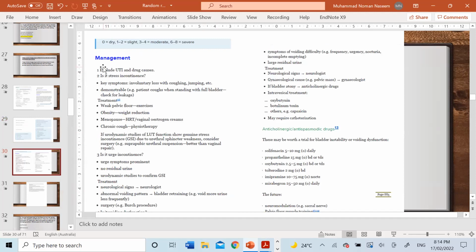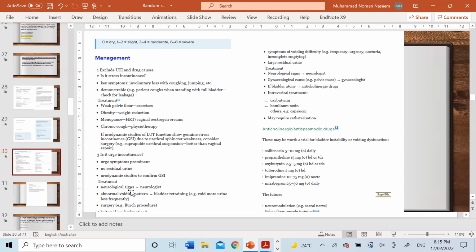So management is that we always exclude the UTI and drug causes. If it is stress incontinence, the patient will lose control of the bladder on coughing, jumping, and we ask the patient to do some pelvic floor exercise, decrease their weight. If the patient is menopausal, we give them the hormone creams to help with that. And if the chronic cough is there, we do the physiotherapy. And if it doesn't help, we go for surgery, which is the suspension or tape surgeries.